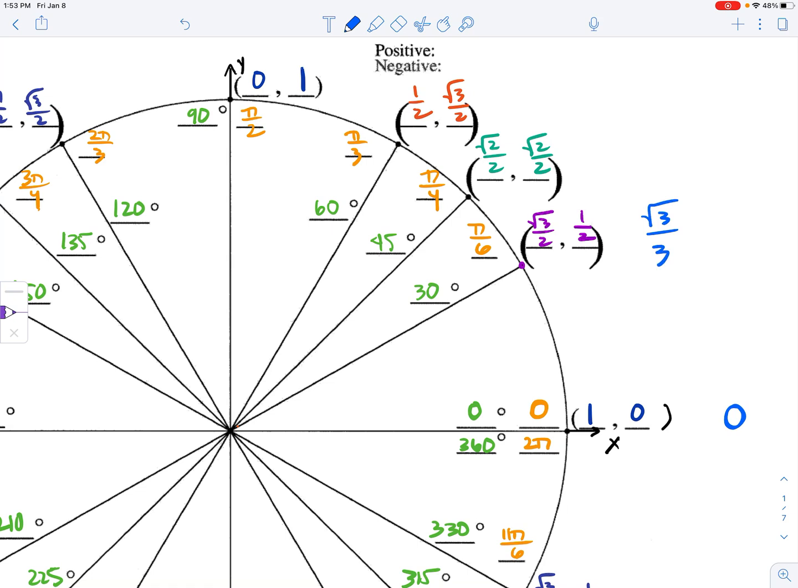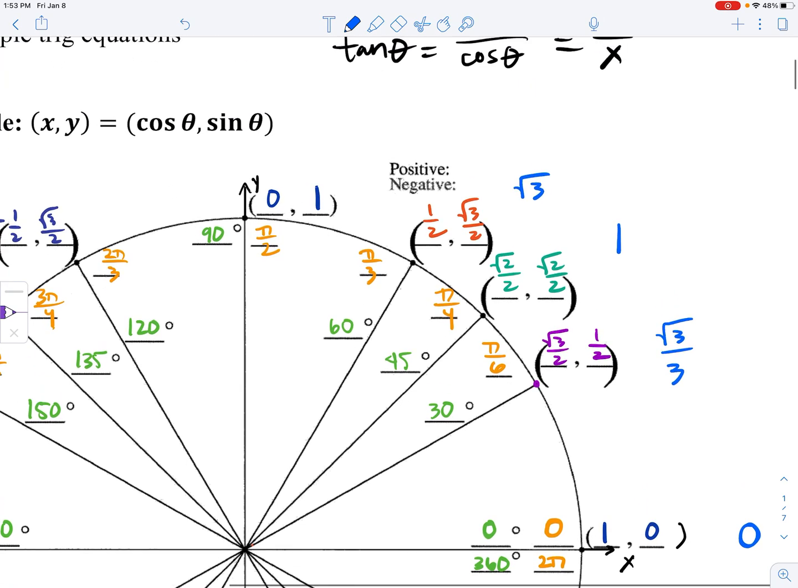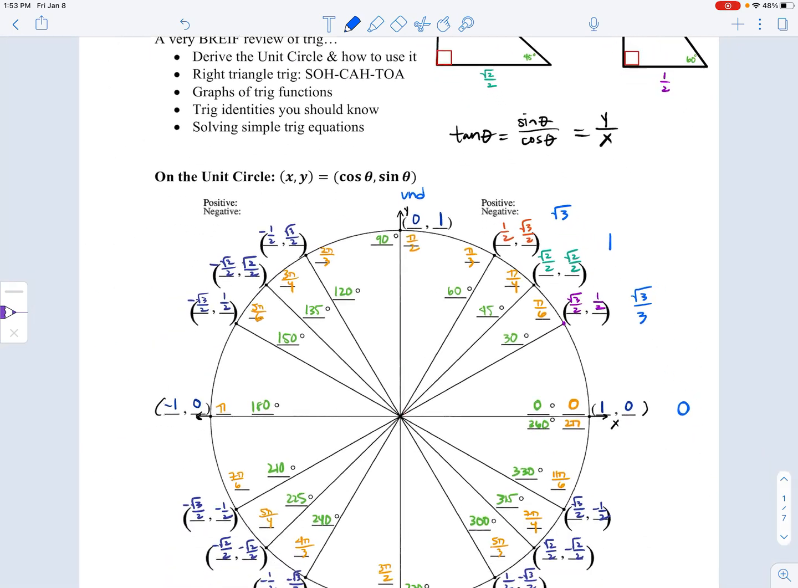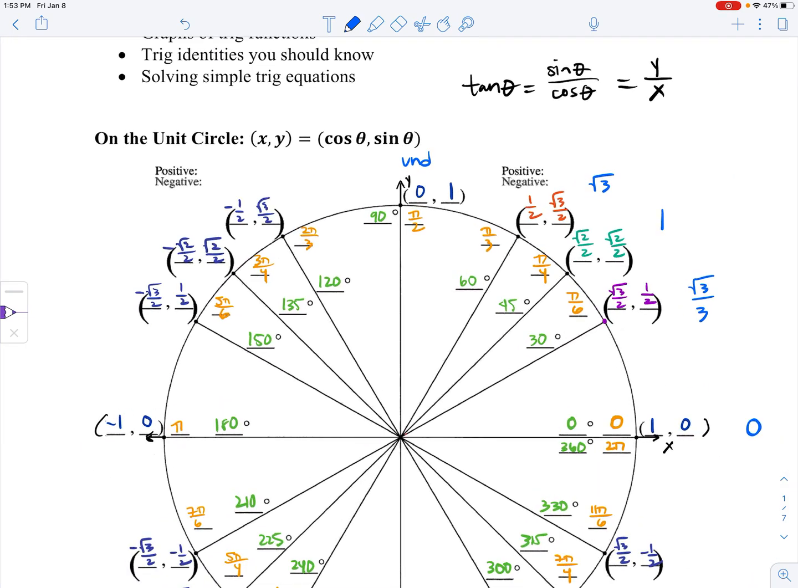1/2 divided by root 3 over 2 simplifies to be root 3 over 3. Root 2 over 2 divided by root 2 over 2 is 1. Root 3 over 2 divided by 1/2 is root 3. 1 over 0 is undefined.